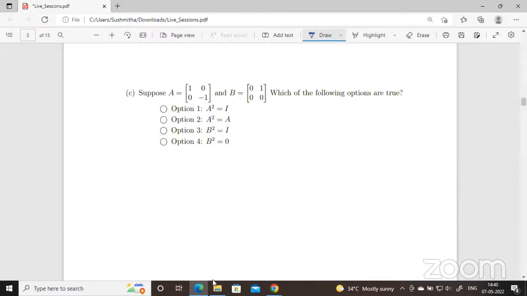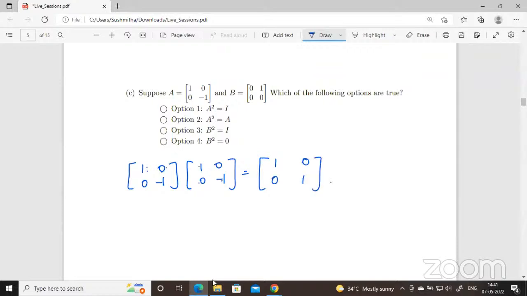What do we do here? Ma'am, we will multiply A by A and cross-check whether it is an identity matrix or not. So what do we get here? 1 into 0 plus 0 into 0. It's 1 0 0 1. 1 into 0 plus 0, it's 0. So A squared is equal to I.